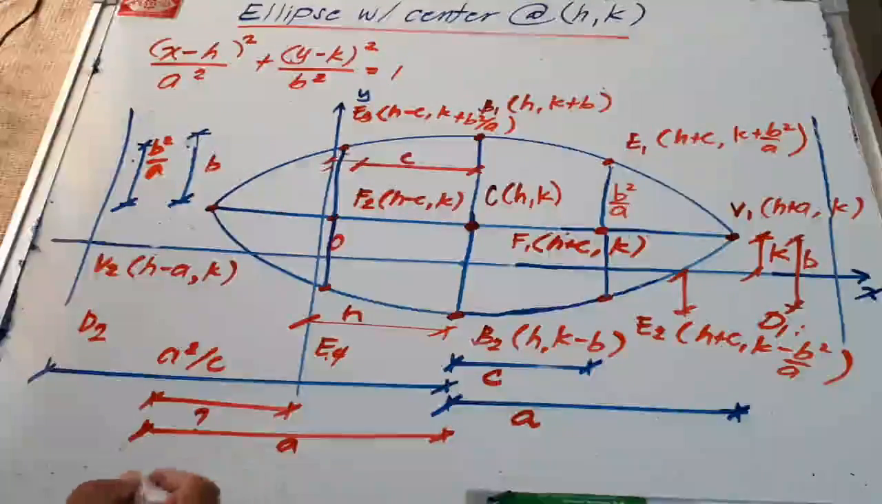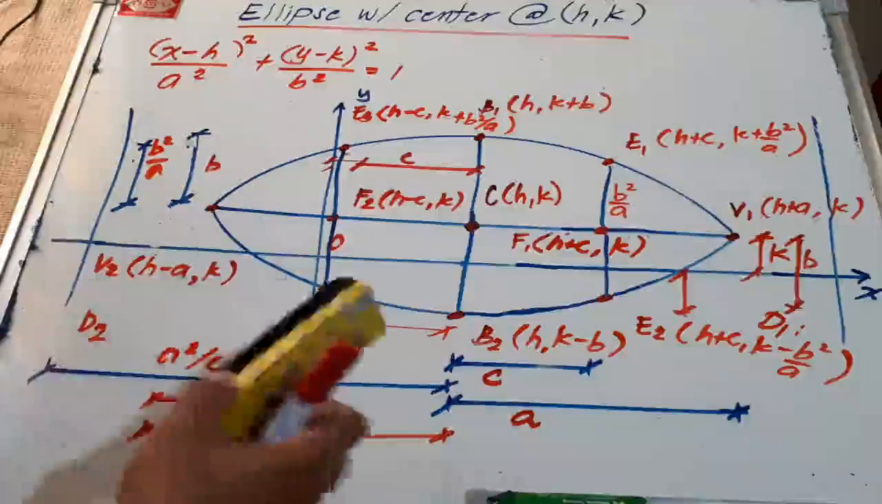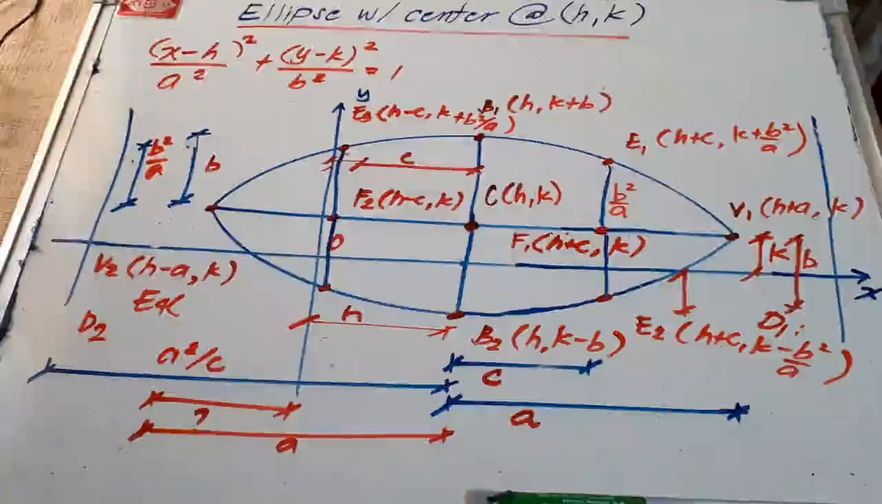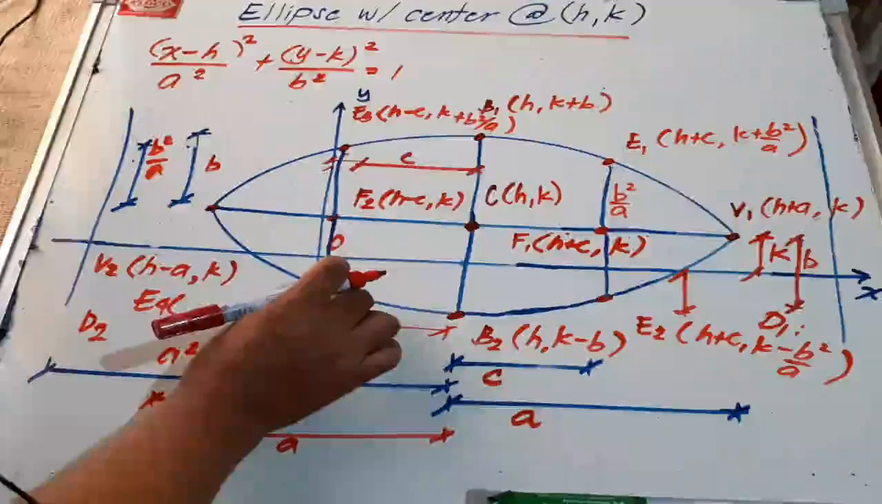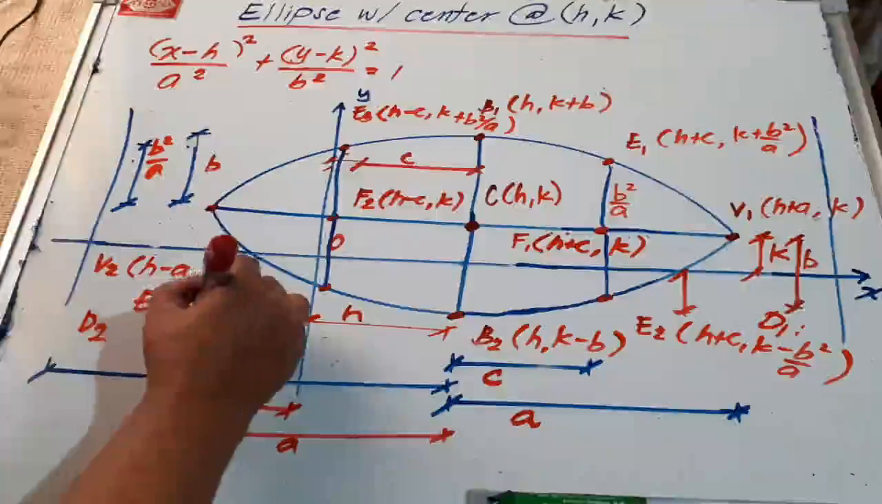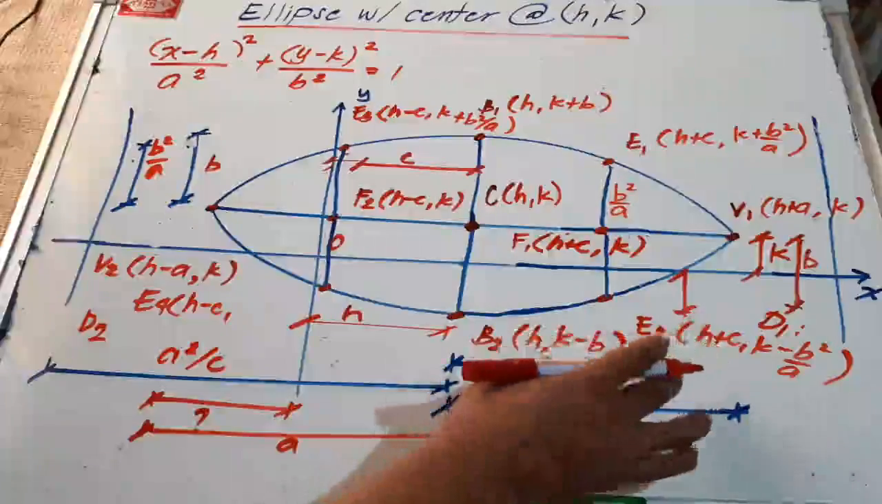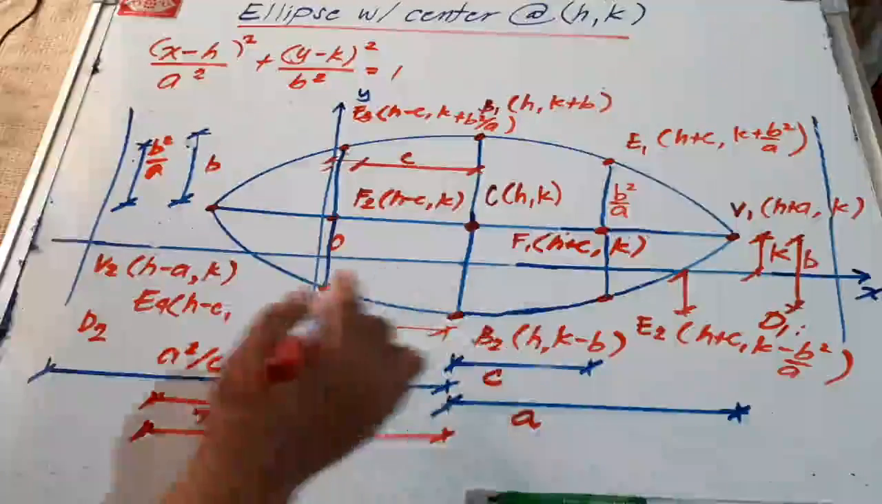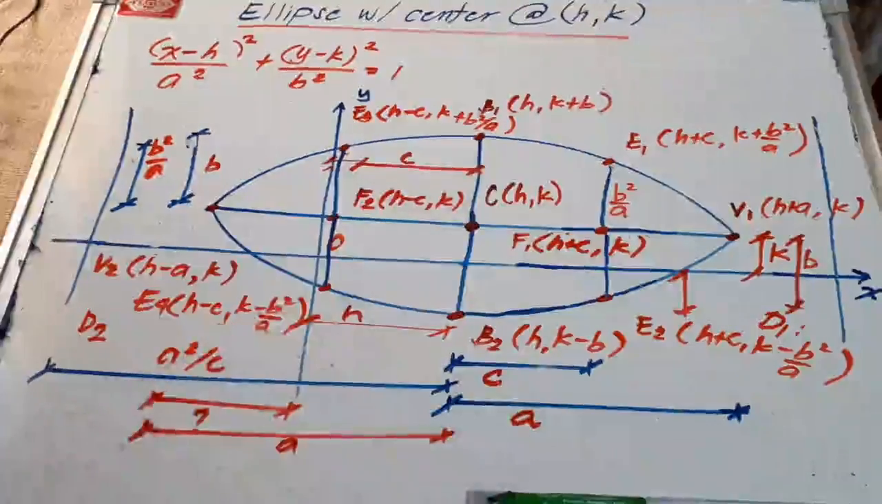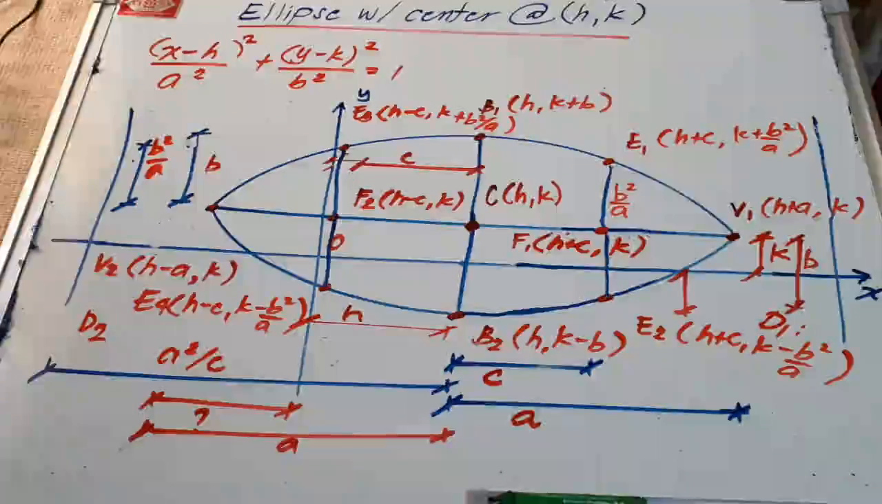And then for E sub 4, ito ko ilagay. Okay, E sub 4, ang horizontal distance niya, ito rin, maliit na to, from the origin. That will be H minus C, comma, same as the vertical distance of E sub 2, which is K minus B squared over A. So, yun na yung mga coordinates ng parts ng ellipse. At kailangan natin siya in sketching the graph of an ellipse in the xy plane.